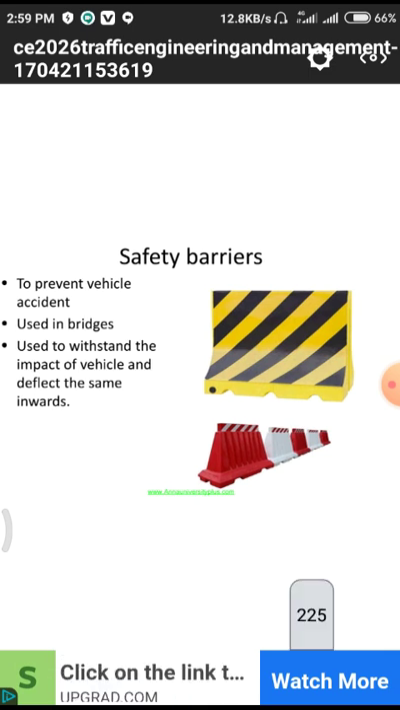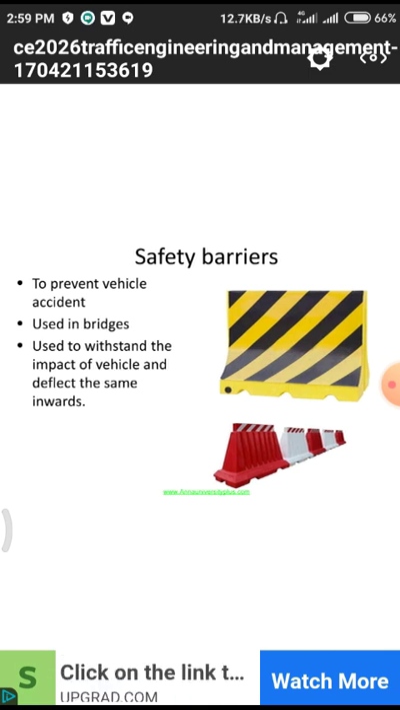After that we are having safety barriers. Normally in recent days we are using these safety barriers. Those safety barriers will divide the road into two parts, coming way and going way, to prevent vehicle accidents. That means side by side clashings. These safety barriers will prevent side by side clashings. They are used in bridges. That means there may be no chance to construct road separators on bridges, so they put these safety barriers at the middle of the bridge.